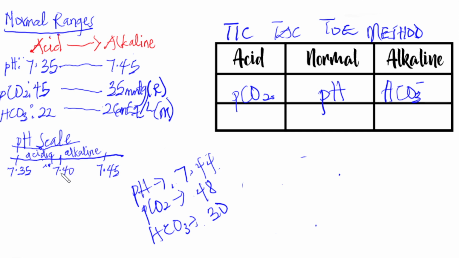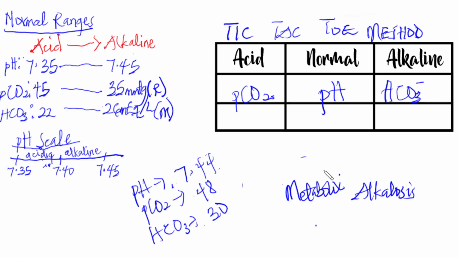We know the absolute is 7.4, and now we are having 7.44. So looking at the scale, though it's normal, it is on the alkaline side of the normal. You get it? So we are dealing with alkalosis here. And now, as to whether it's respiratory or metabolic depends on the parameter at the alkaline side, which is HCO3. So we are dealing with metabolic alkalosis.